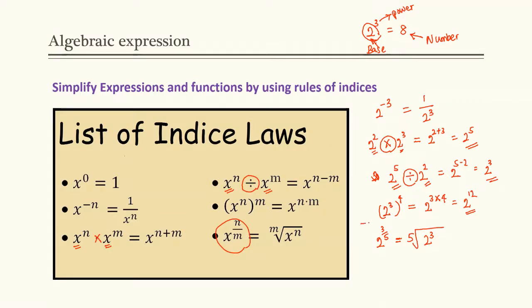By the way, do you know how to get these answers from the calculators? What should be the answer here? 2 to the power 3 over 5. You should get the answer as 1.5157.